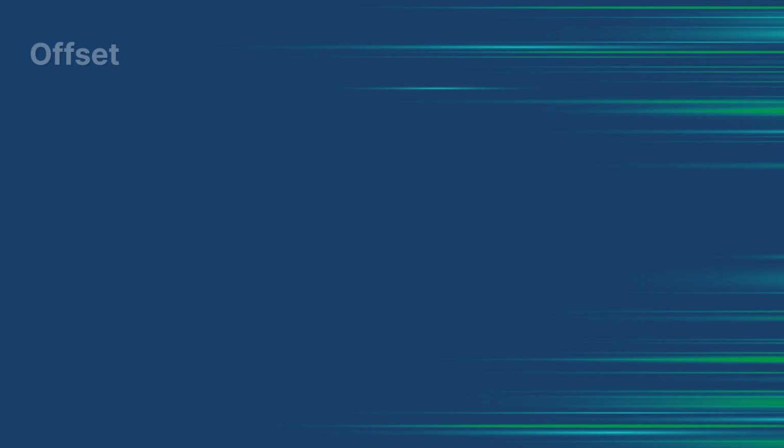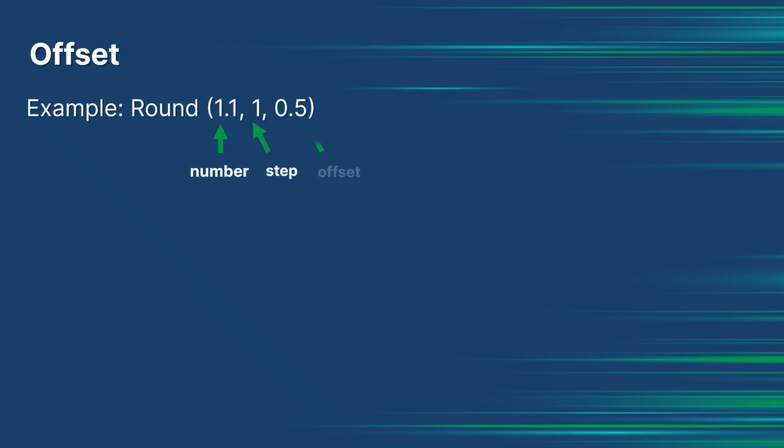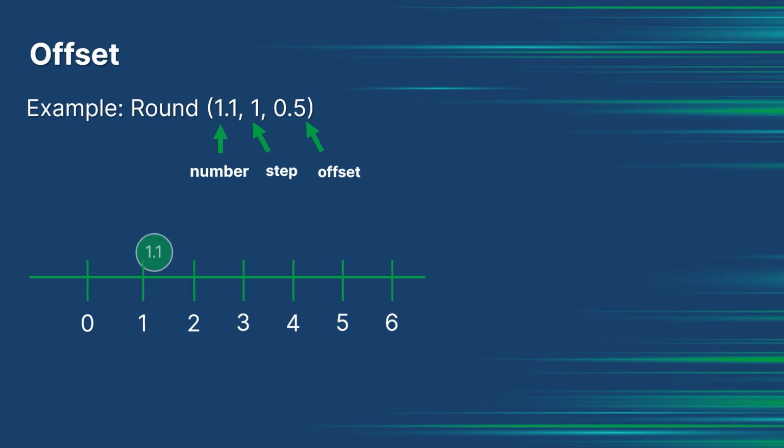The offset shifts the starting point of rounding intervals. In this example, the step is 1 and the offset is 0.5. The offset changes the rounding grid so that instead of rounding 0, 1, 2, 3, the intervals become 0.5, 1.5, 2.5, and the numbers are rounded to the nearest value on this grid.